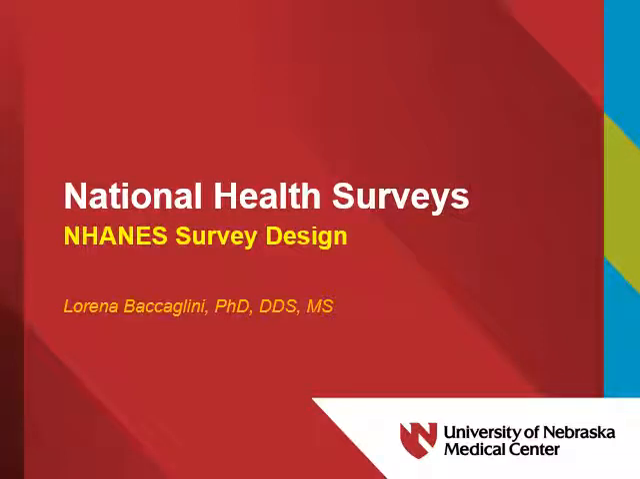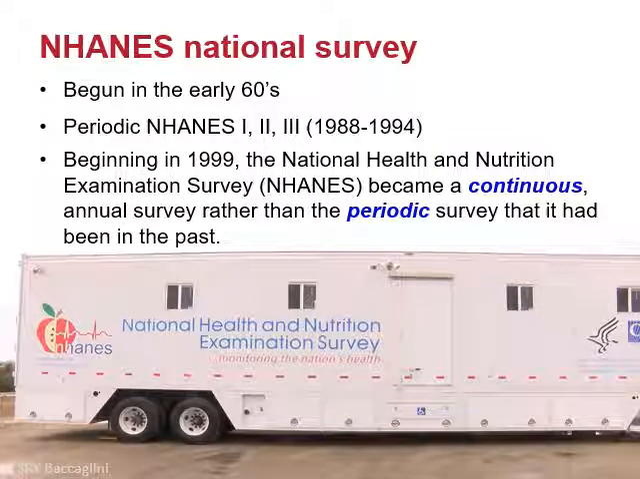So let's take a look more in depth at the enhanced survey design. This is a national survey that has been going on for a while. It started in the early 60s. Initially, it was more of a periodic type of survey. We had the Enhanced 1, 2, and 3. Enhanced 3, for example, lasted from 1988 to 1994. That means it took that long to collect all the data.